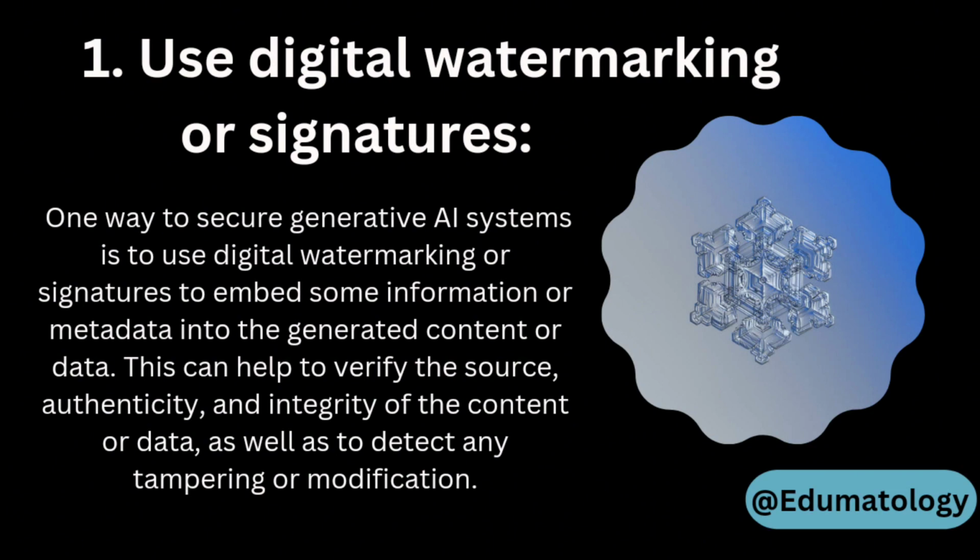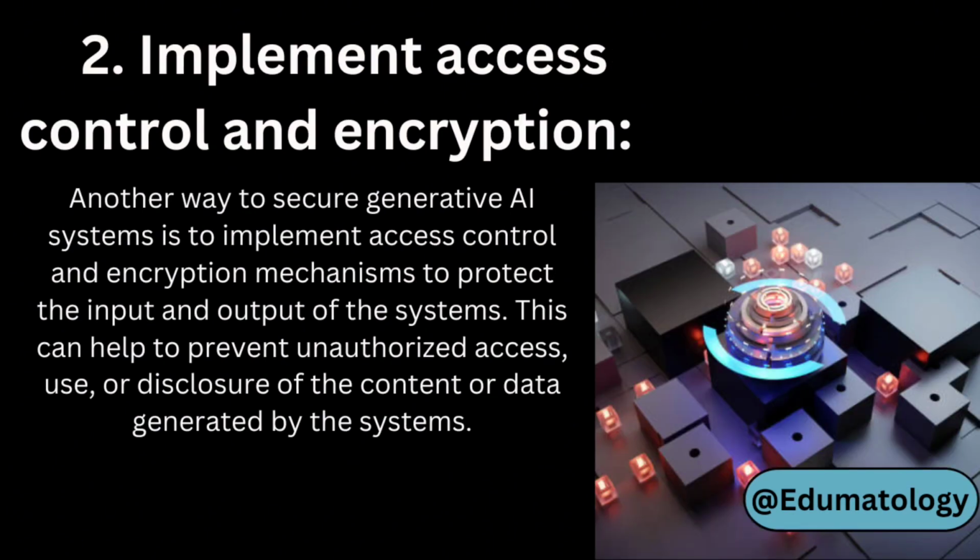Another way to secure generative AI systems is to implement access control and encryption mechanisms to protect the input and output of the systems. This can help to prevent unauthorized access, use, or disclosure of the content or data generated by the systems.